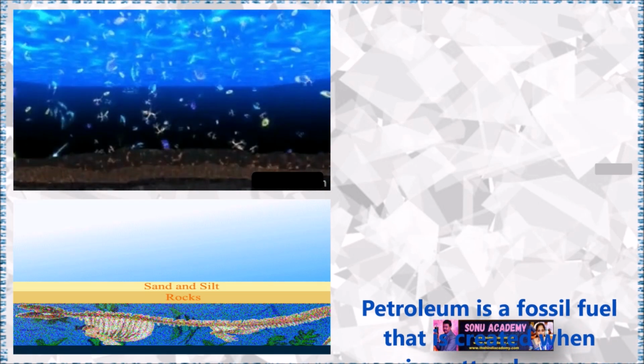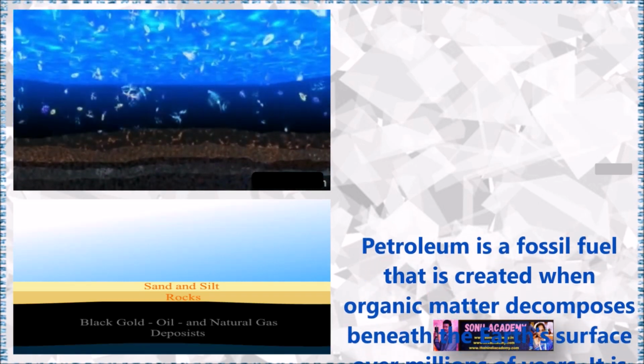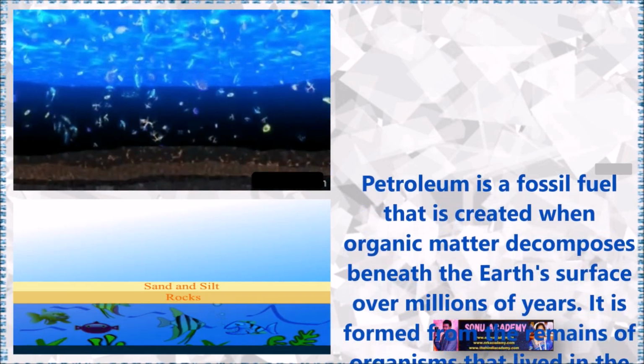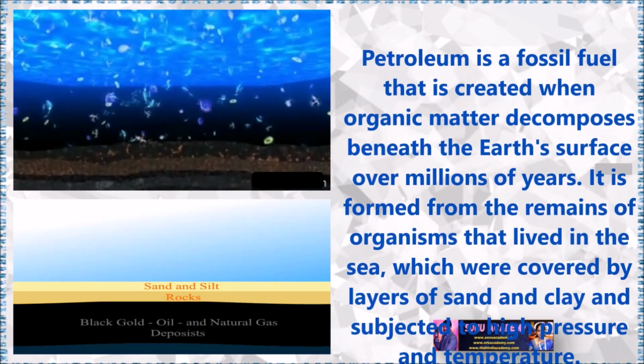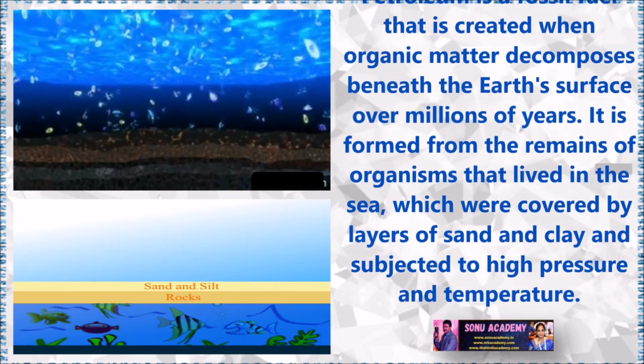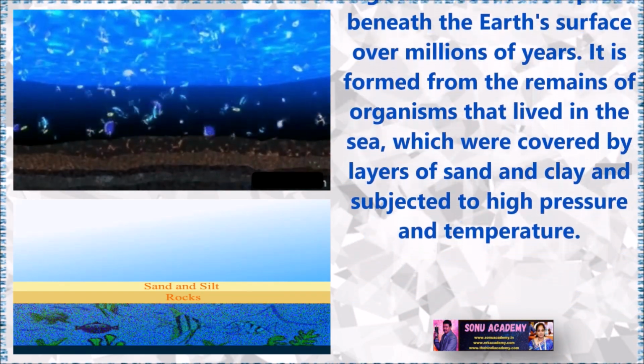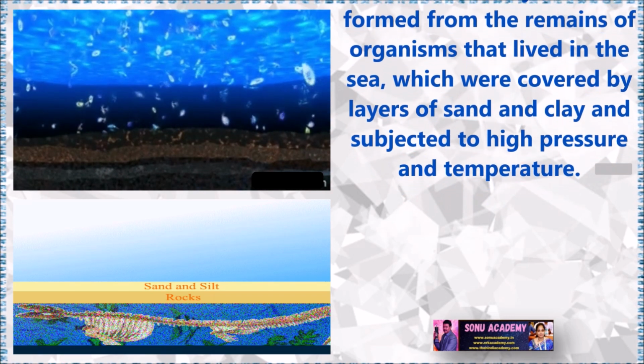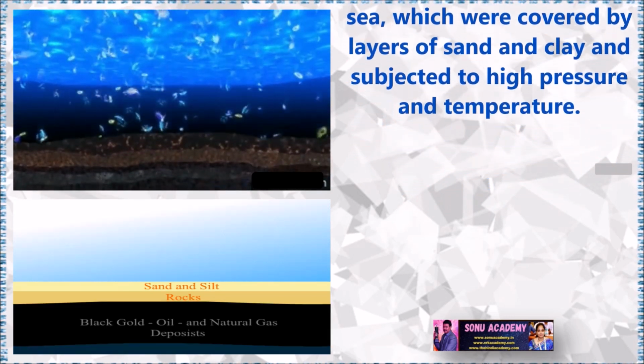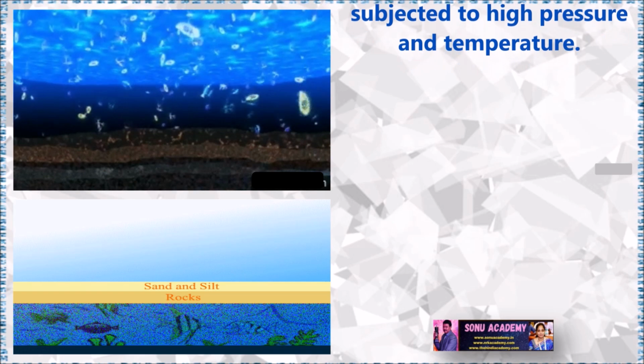Children, let us discuss the formation of petroleum. Petroleum is a fossil fuel that is created when organic matter decomposes beneath the earth's surface over millions of years. It is formed from the remains of organisms that lived in the sea, which were covered by layers of sand and clay and subjected to high pressure and temperature.